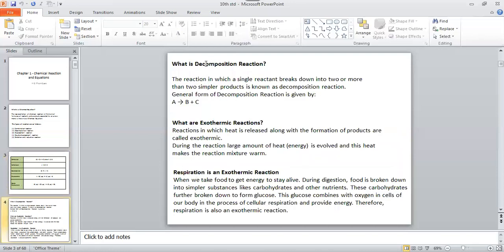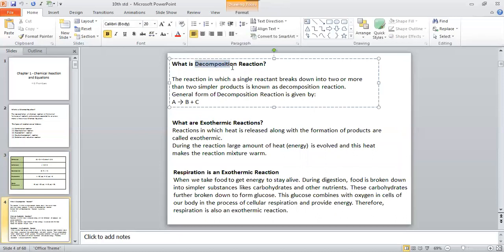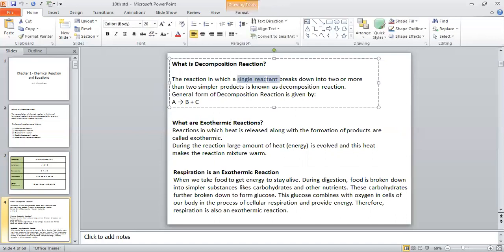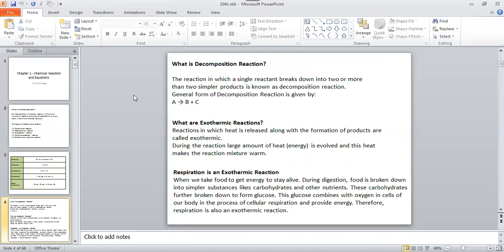Now we will study what is a decomposition type of reaction. We have already studied that decomposition means a single molecule of reactant breaks down into simpler products. That is called a decomposition reaction. The general representation of a decomposition reaction is A is converted into B plus C.